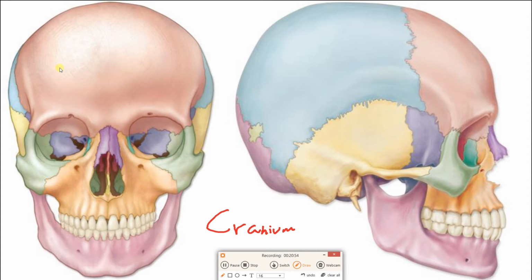So let's do that. Let's start with one we already named right in the front here. We've got the frontal bone. So in the front, we got the frontal bone. You can also see it in my side view here. I'm going to throw an F on it right there. So in the front, we have the frontal bone. So that's one.